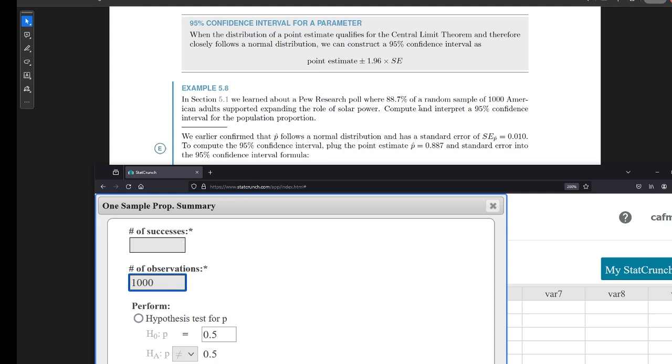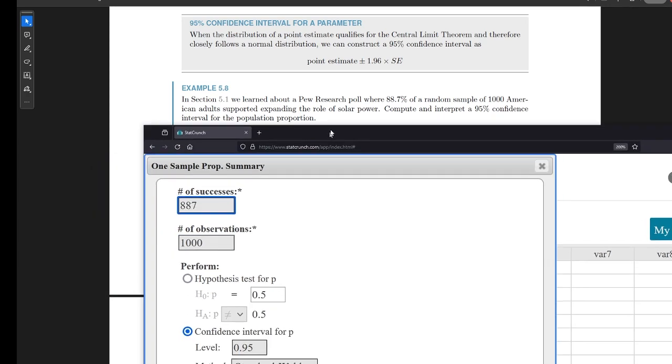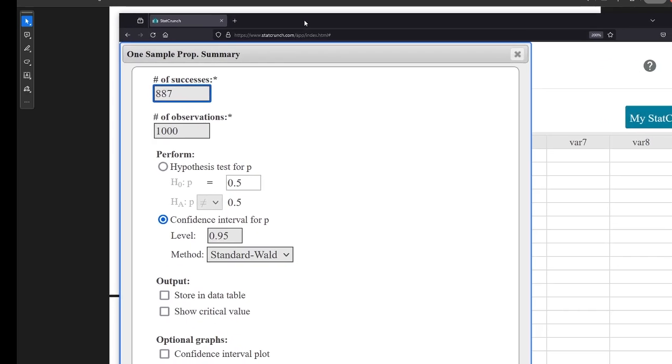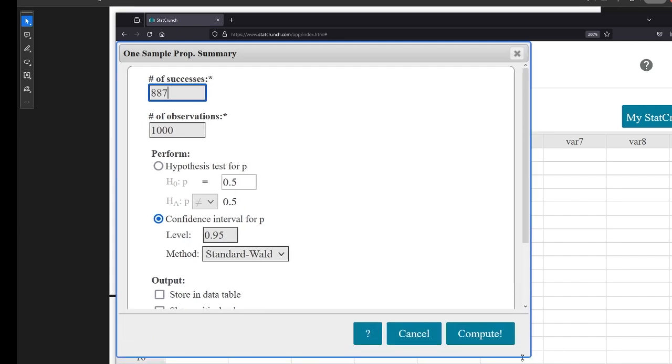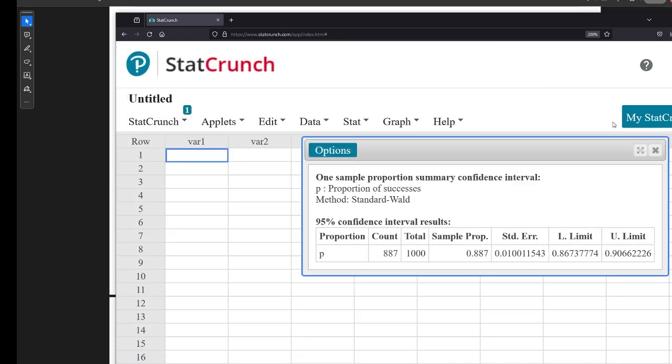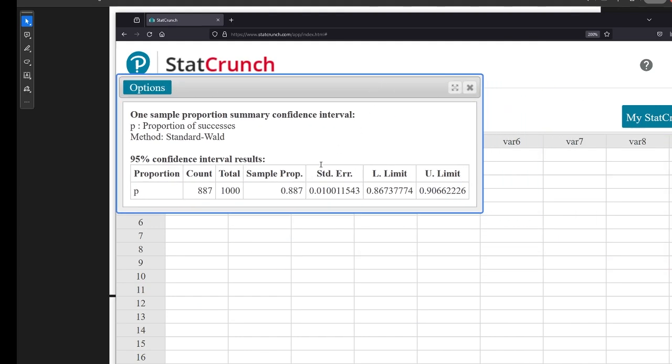Well, they gave us a percent. So if I multiply that percent times the number of observations, it's going to give me the number of successes. So 88.7% of 1,000 is 887, right? So you can work backwards sometimes if they don't give you the information in the way that you need it. You just calculate it. So now I'm going to make this smaller so you can see. I'm going to hit compute, and it gives me this.